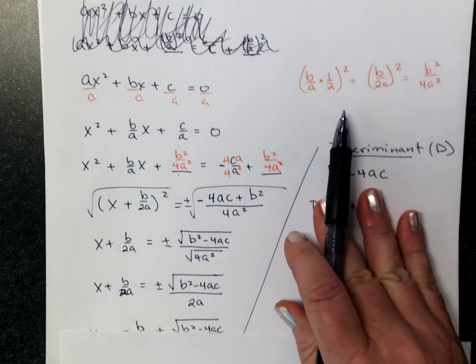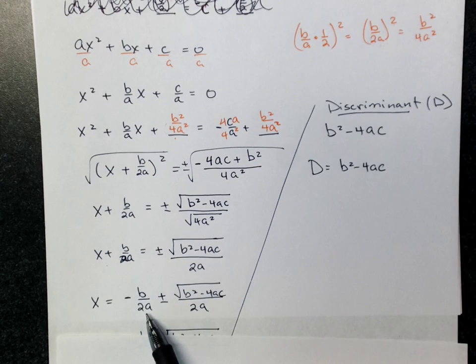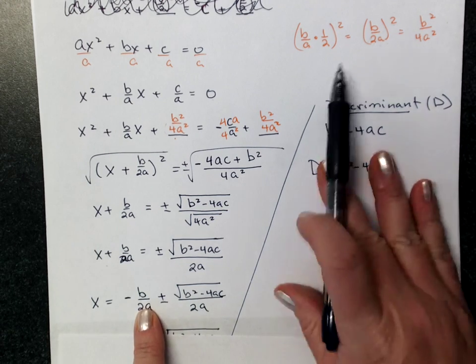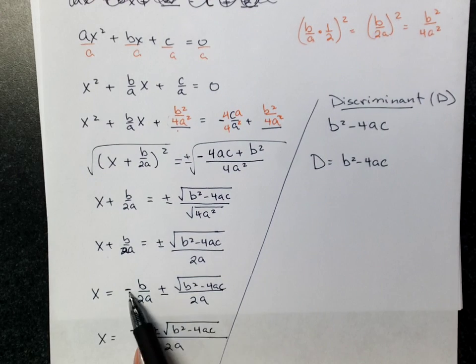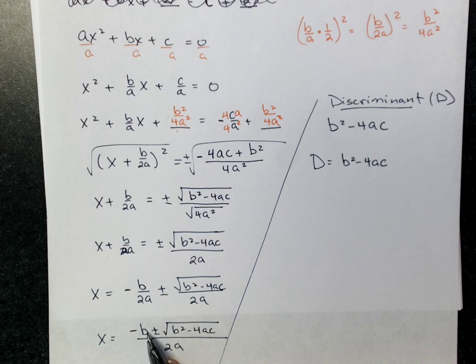Now I'm ready to solve for x, so I did minus b over 2a on both sides, plus or minus this. Hey, they have common denominators. So I combined them: negative b, I kept the positive 2a on the bottom, so it's a common denominator, negative b plus or minus the square root of b squared minus 4ac. Okay. This is the quadratic formula.